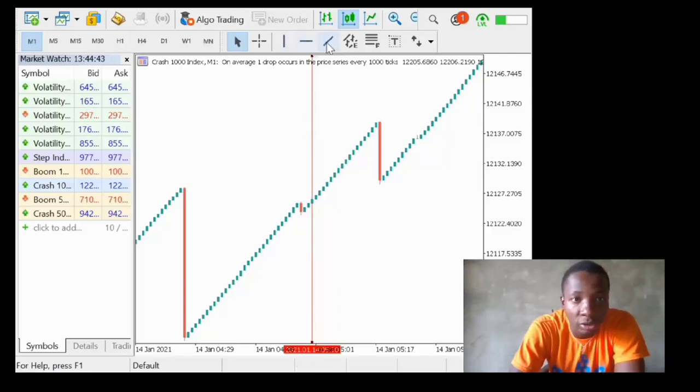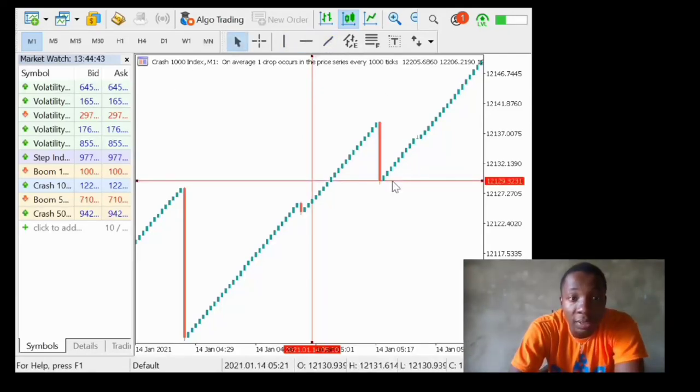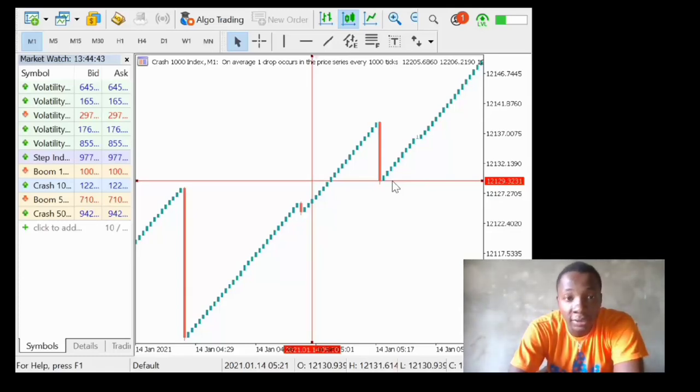Let's assume you place a trade from here, a buy trade. That is our entry point. After a spike downwards, you wait for the wick to form and then execute your buy order. You understand? That's our entry point.